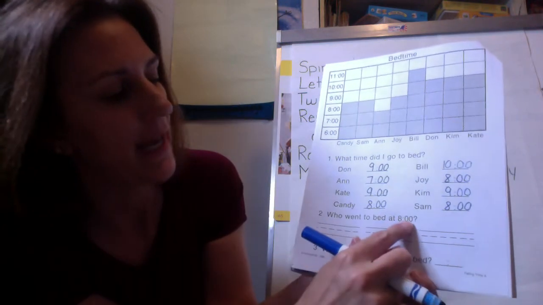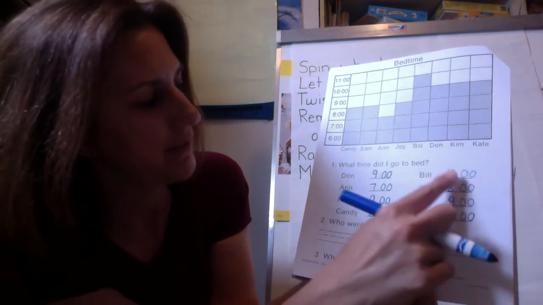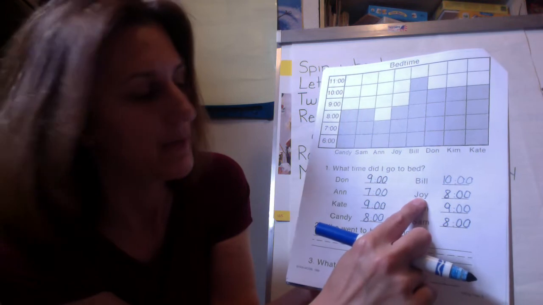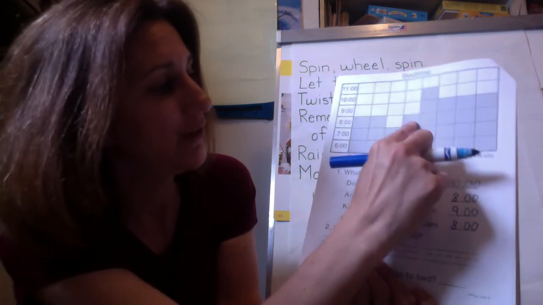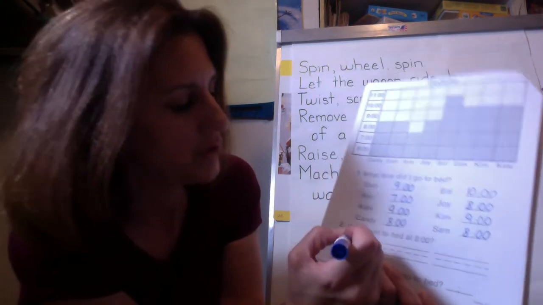Okay, so this one just says who went to bed at 8 o'clock. We just have to write their names. So if I look across my list, who went to bed at 8 o'clock? Well, I can see Joy went to bed at 8 o'clock if I look here. Or I could also go across here and say, okay, here's my 8 o'clocks. Who were those people? Okay, so Joy is one of them.